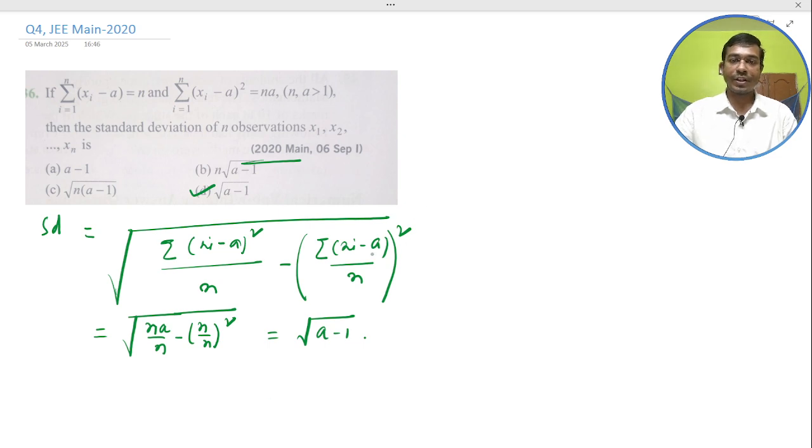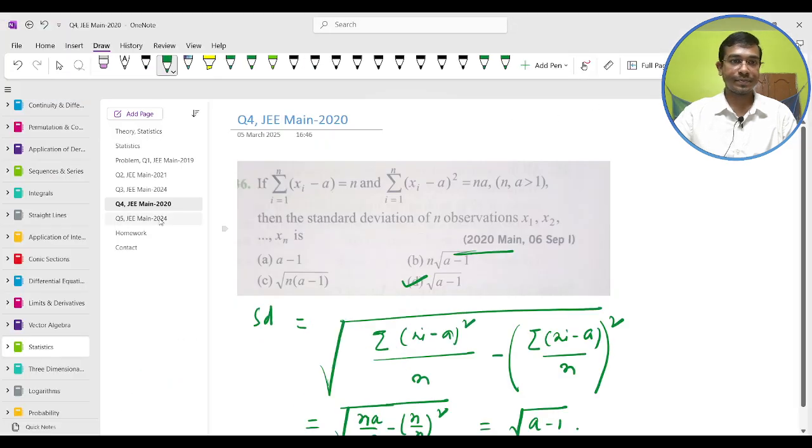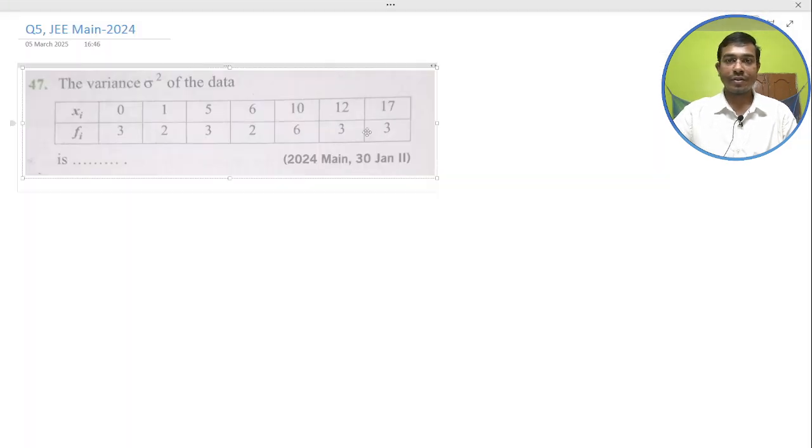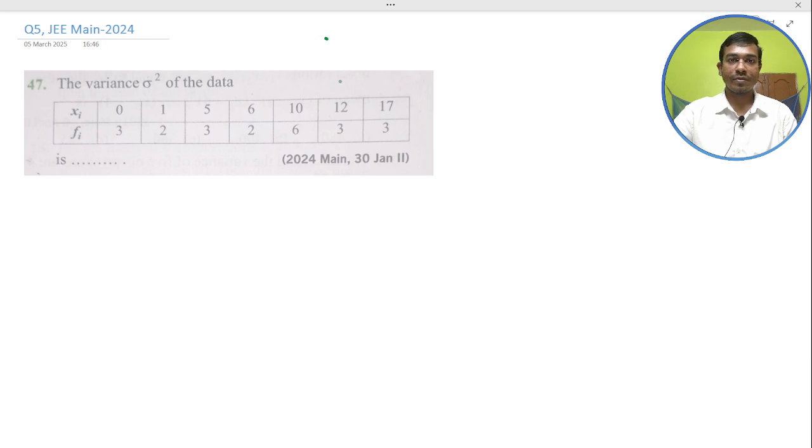This formula we have written in the chapter summary in a nutshell class. Last question. Question number 5. Recent question, JEE Main 2024. The variance sigma square of the data. You have to find the variance of this data. Now, let us draw a table.